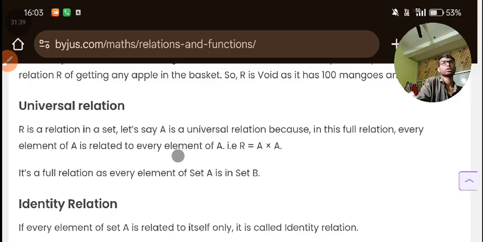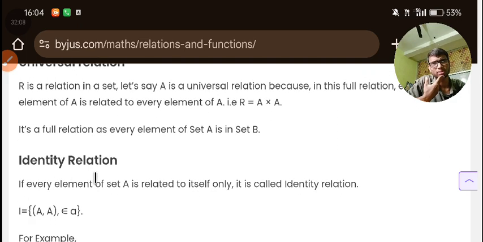Universal, which means R is a relation in a set. Let's say A is a universal relation because in this full relation, every element of A is related to every element of A. Every element of A to every element of A, that is A cross A. This is what a universal relation is.